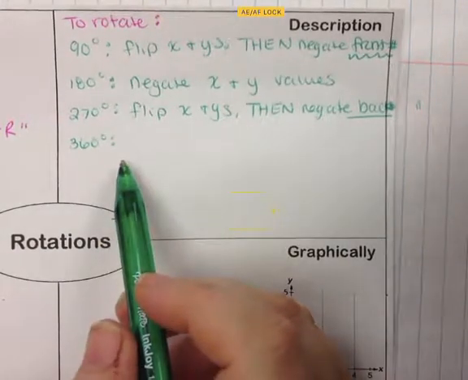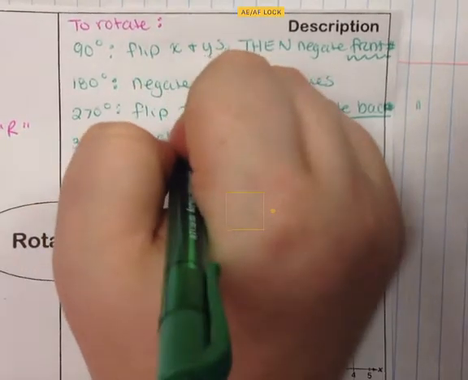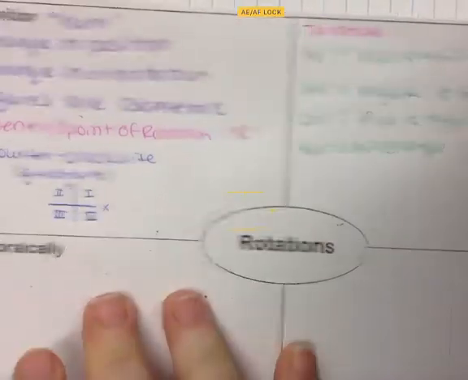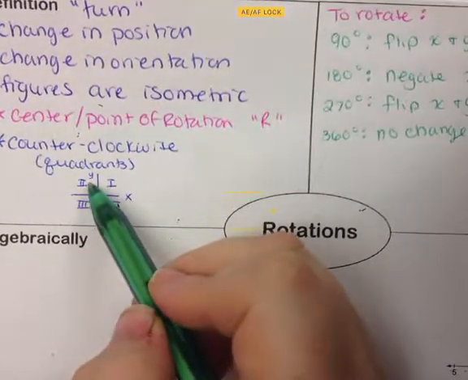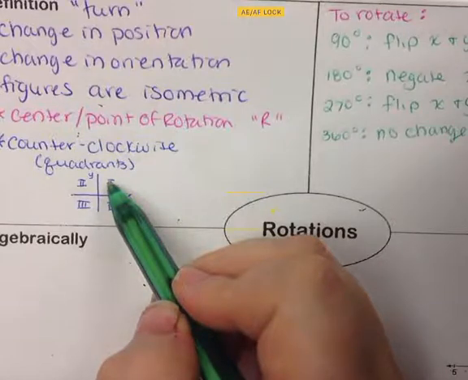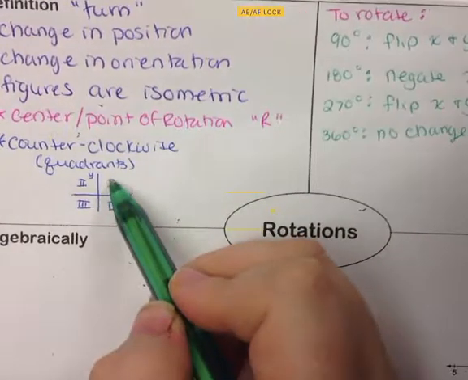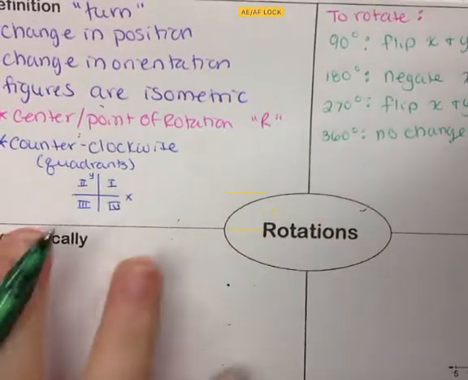For 360 degrees, you actually have no change because it goes right back to the original. So if we look back at the quadrants, 90 degrees will move 1 quadrant, 180 will move 2 quadrants, 270 will move 3 quadrants, and then 360 will move 4 quadrants, which puts you right back to the original.